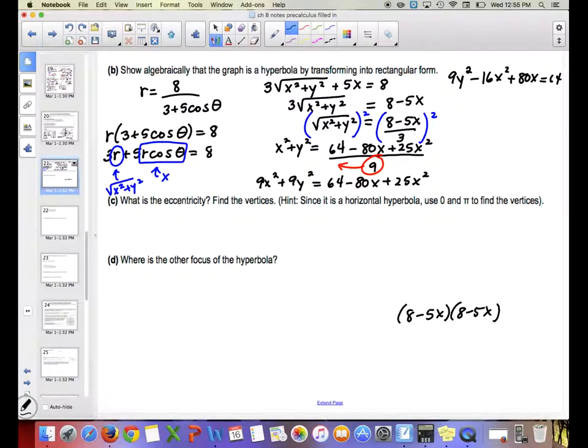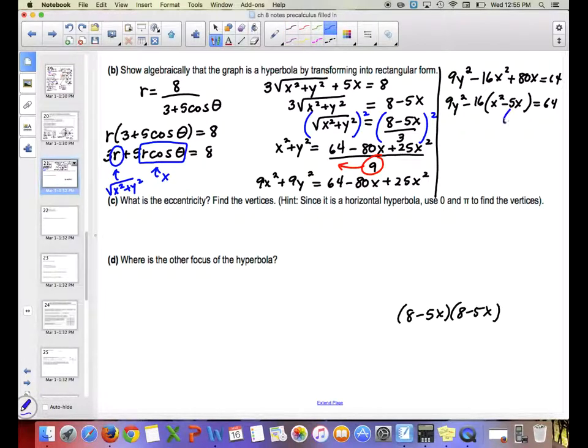Do you guys remember when we completed the square? What's the next step? We can never have like a 16x squared at the beginning when we're completing the square. It always needs to be a 1x squared. Does that help you? So we're going to do 9y squared minus 16 in parentheses. So when we pull out that 16 from the x squared and the x, we're going to have x squared minus 5x. Now we can complete the square.